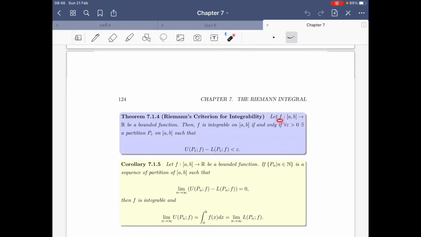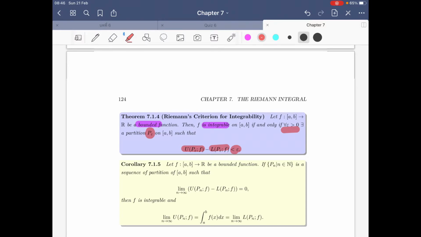So we are going to have f as a function from the closed interval [a, b] to the real numbers R again. This one is already a bounded function. Then f is integrable on this closed interval [a, b] if and only if, no matter how small the epsilon is, we can find a partition depending on this epsilon, so that the difference between the upper sum of this partition and the lower sum of this partition is less than this epsilon.